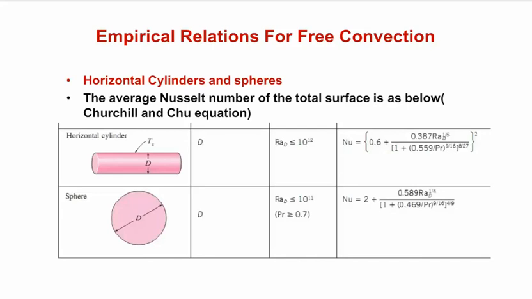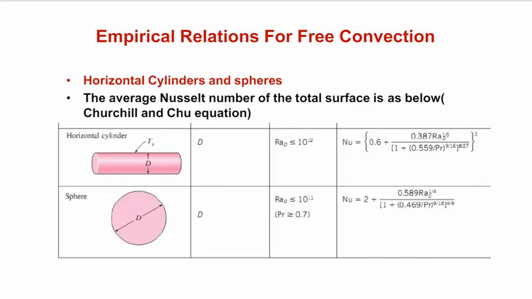Next we have the horizontal cylinder and a sphere. For this, we consider the average Nusselt number of the total surface. In the case of the hot cylinder, the diameter of the cylinder is taken as D and the temperature of the surface is taken as Ts. Then the characteristic length of the body is taken as D. Next, the range is taken such that the Rayleigh number should be less than 10 raised to power 12.